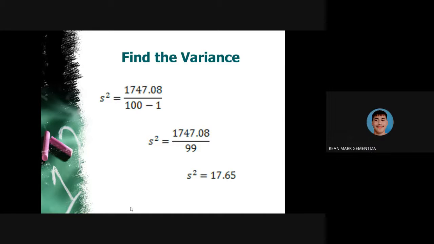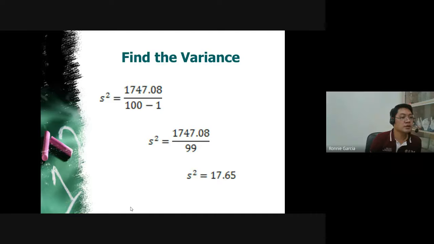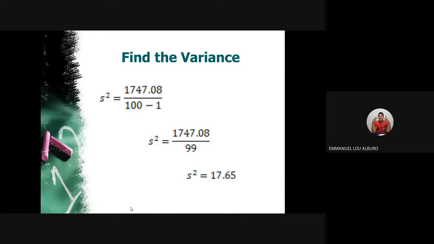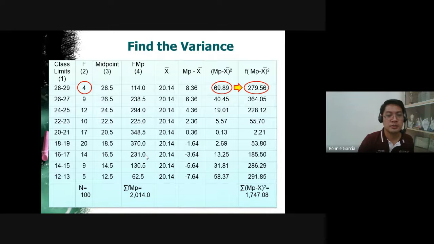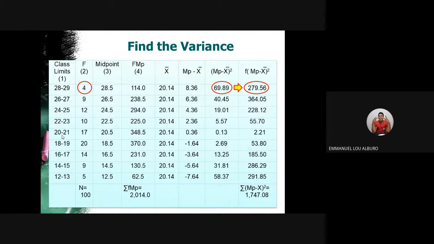Is that clear? Yes, sir. Okay. How about Alburo? Alburo raised his hand. He wants to solve it, or finds it difficult. Sir, the computation for the 20 or 21 class is smaller than for the 18 or 19. Sir, regarding the class limits, the computation is smaller at the end.